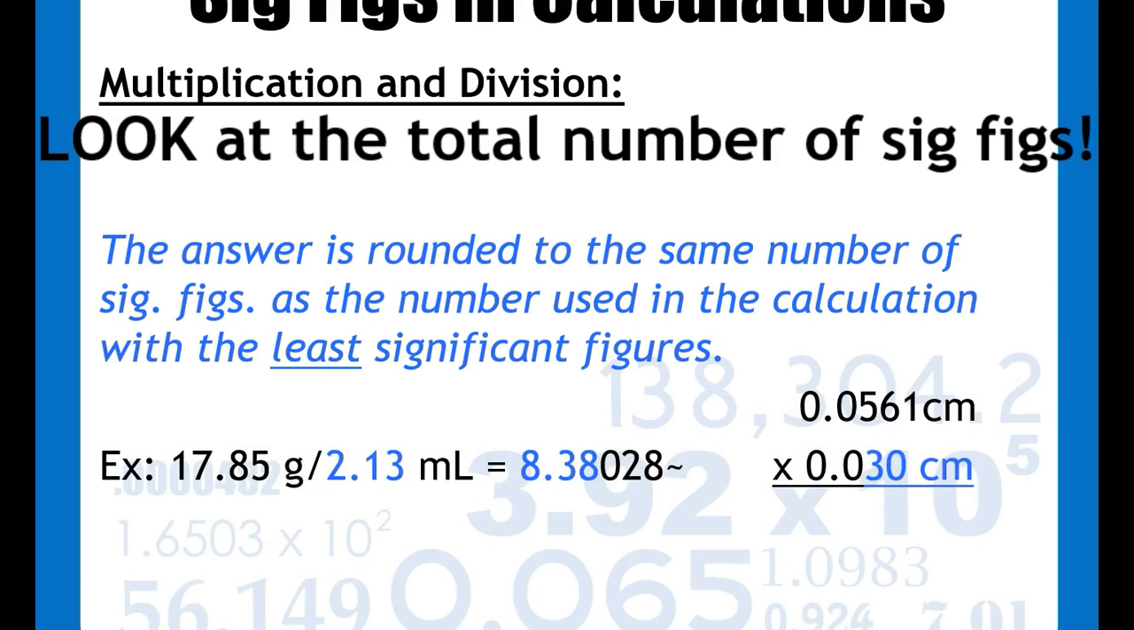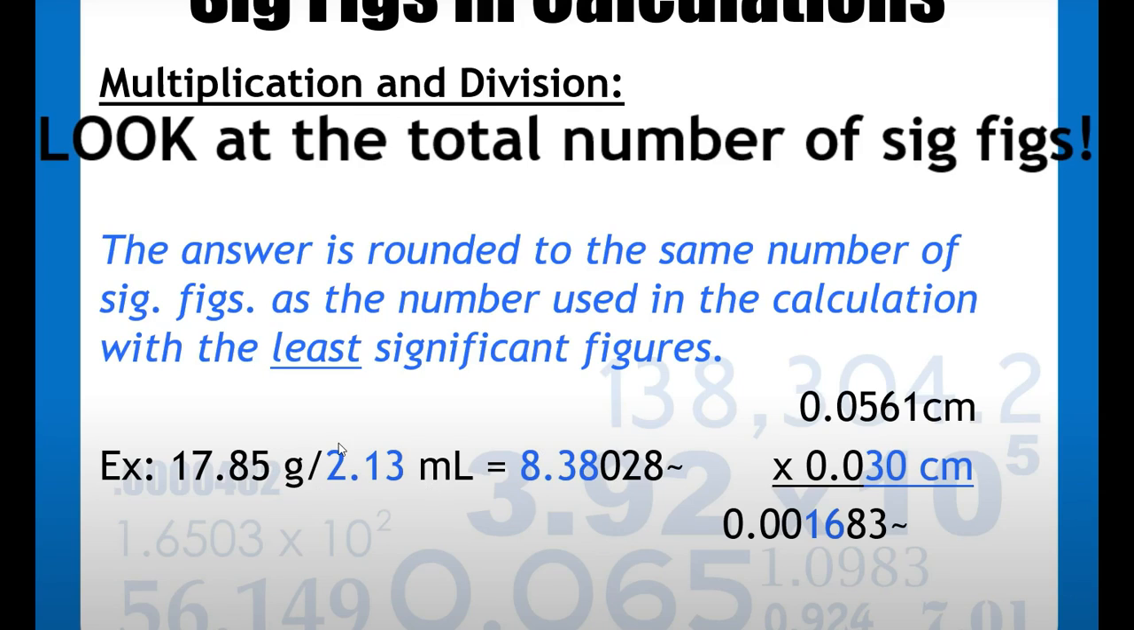If you were to do these calculations, this is what you would end up with. So again, I recommend writing out the entire number. All right, so she did 17.85 grams divided by 2.13 milliliters, and she gets 8.38028. You notice how she went a little bit beyond that. Again, there's not really a set number. Just go a little bit beyond 4 or 5, maybe that's fine.